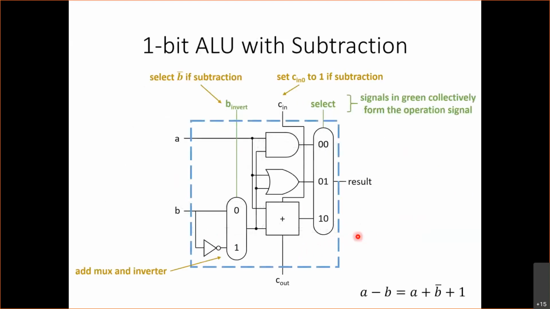And the way we supported that is by having a multiplexer that selects between B and not B, where B is the second operand. So if we're doing subtraction, we're going to select not B. If we're doing addition, we're going to select B. And then we also would pass in 1 for Cin to get the +1. So we got not B, and then we're going to get the +1 from Cin 0. So if we have subtraction, B invert is going to be 1, Cin 0 is going to be 1. Otherwise, if we have addition, B invert is going to be 0, and Cin is going to be 0.